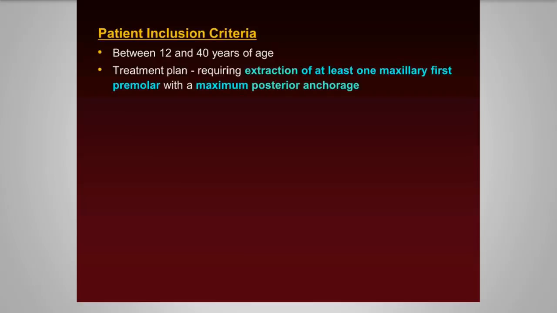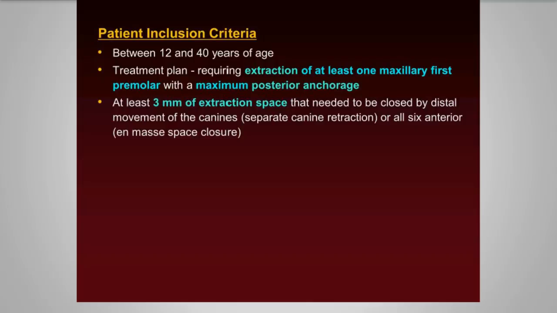Another inclusion criterion was that the patient had to have extraction of at least one maxillary first bicuspid. One premolar had to be extracted according to the treatment plan, and the posterior anchorage needed to be maximum, meaning we don't want to move back teeth forward, only close the space as much as possible by moving anterior teeth back. Those are the basic requirements. Now, after the alignment and the extractions were done, we needed some space in which we would move that cuspid, so we established one of the criteria: at least 3 millimeters of extraction space needed to be present for inclusion in the study.